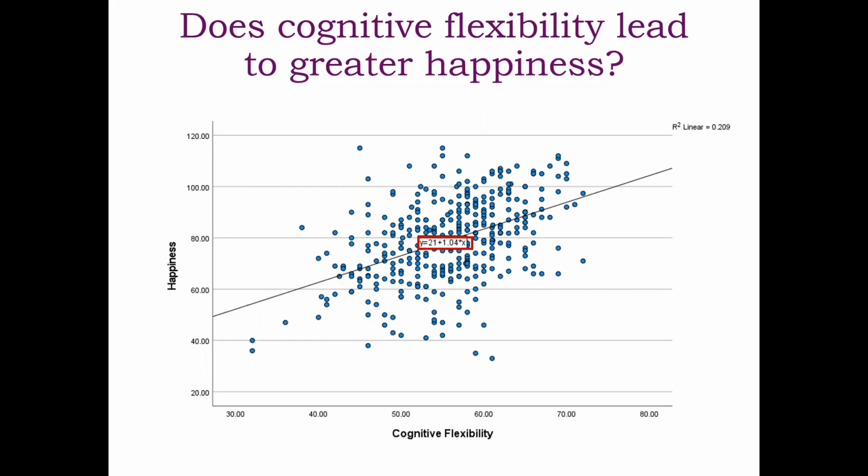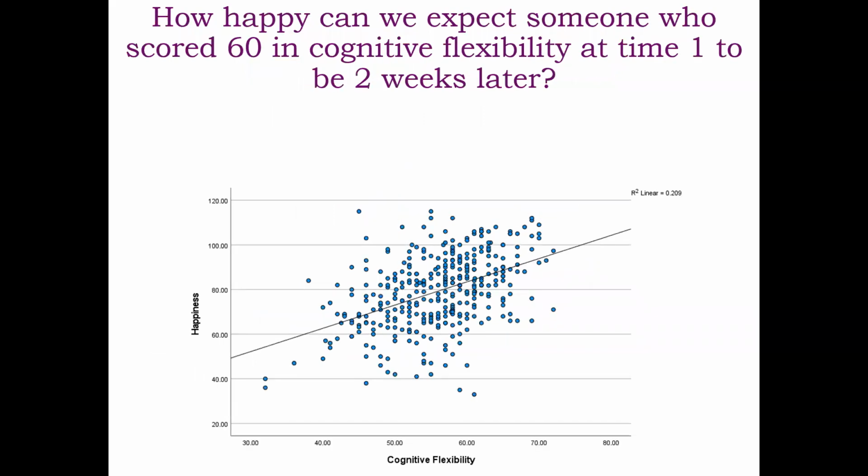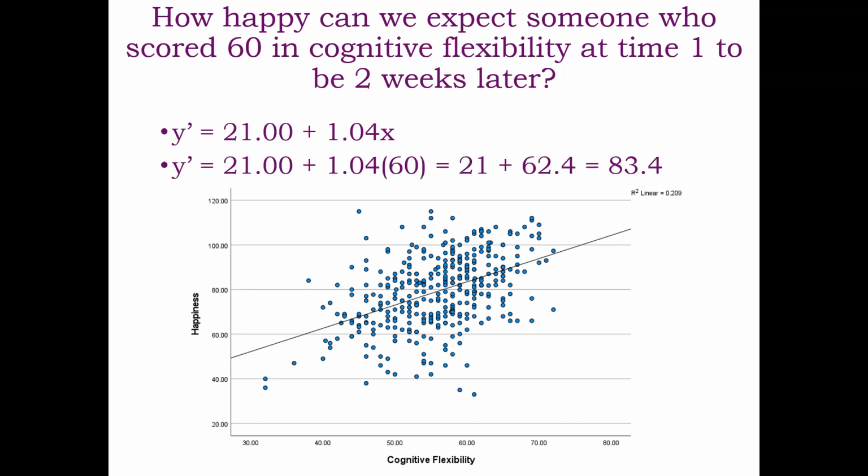So for example, how happy can we expect someone who scored 60 in cognitive flexibility at time 1 to be 2 weeks later? Oh, okay. I guess I did collect this data separately. So we could talk a little bit about causality, but it's not an experiment, so not really, right? If we plug in 60, we get 83. So x equals 60 goes to about 83 happiness, right? That's about it.